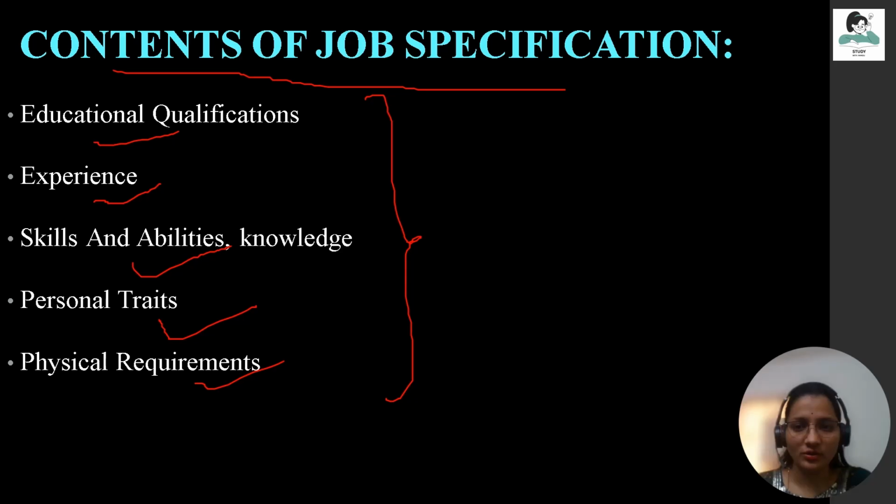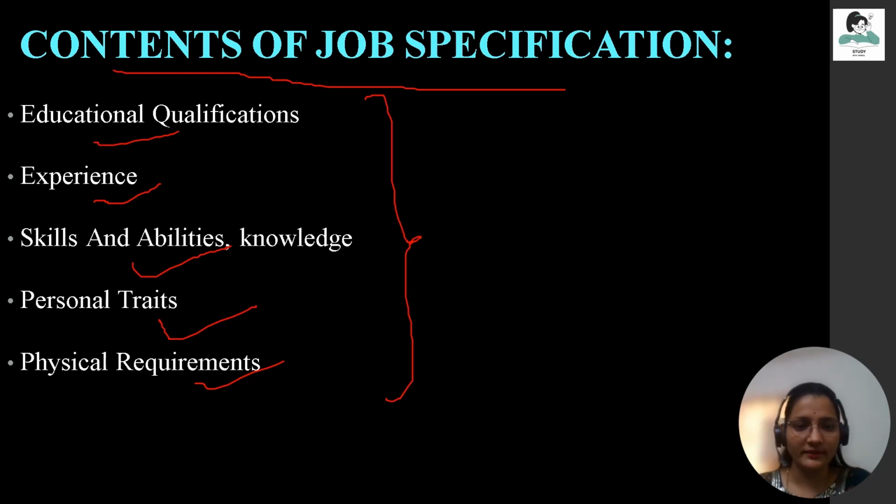First one is educational qualification. It means the minimum level of education required for the job, right? For example, B.Ed for teacher. If it is a teacher job, you need to have B.Ed, right? If it is engineering, you must have a B.Tech qualification. If it is a manager job position, you must have an MBA with you. Yes, so this is educational qualification.